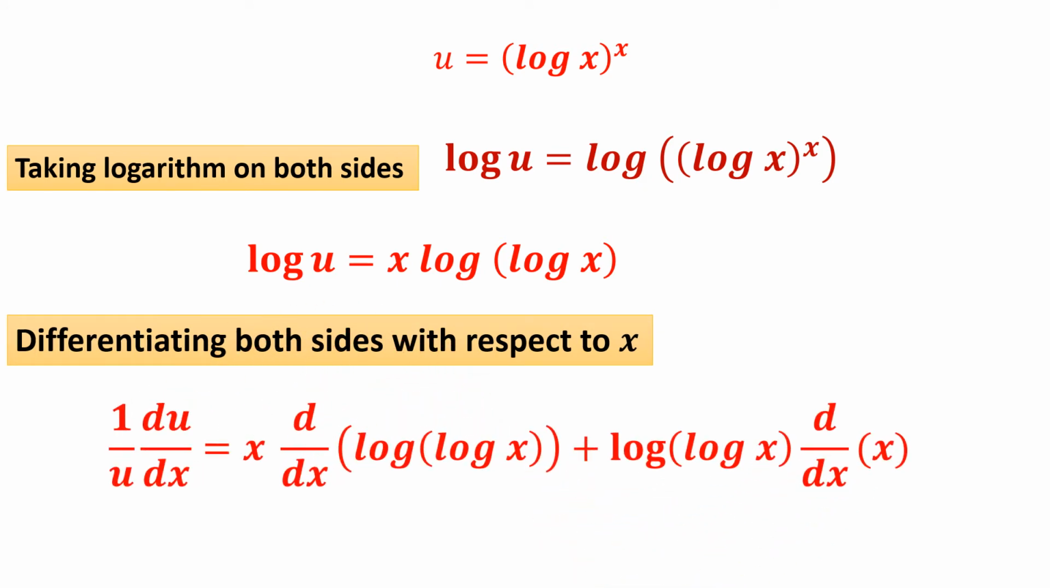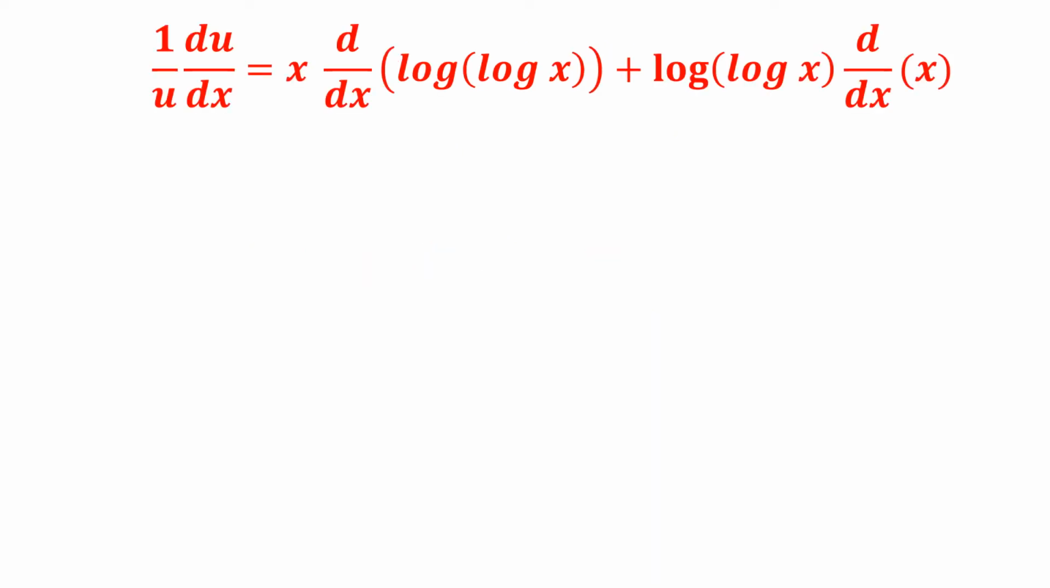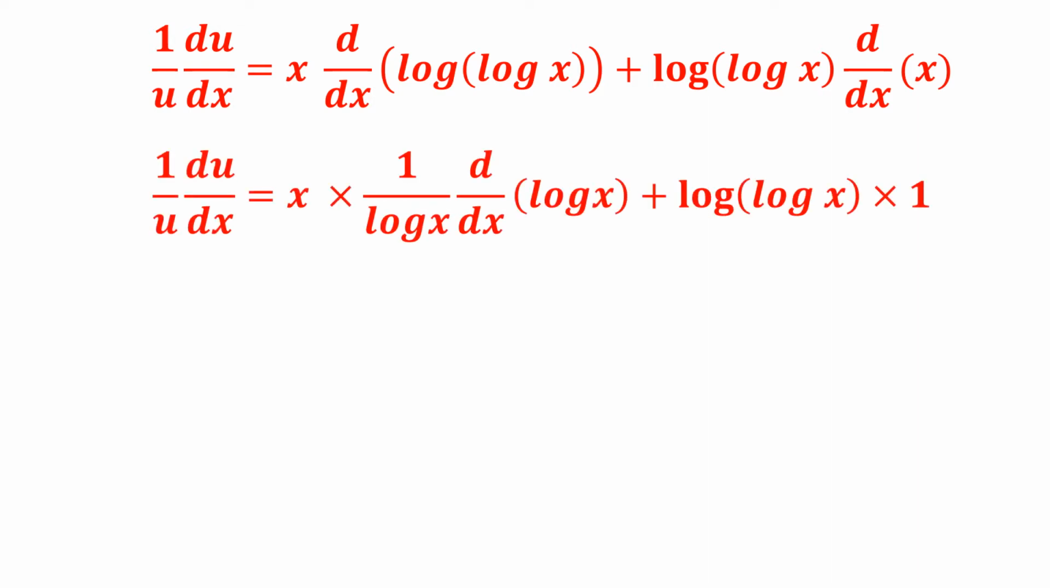Differentiation of log u, 1 by u du by dx, equals x into log of log x. Use product rule: x into differentiation of log of log x, plus log of log x into d by dx of x. We have to do the differentiation of log of log x. It is a log of something, therefore 1 by that into d by dx of that. Therefore, log of log x differentiation is 1 upon log x into differentiation of log x. We are using chain rule. Then log of log x into d by dx of x is 1.